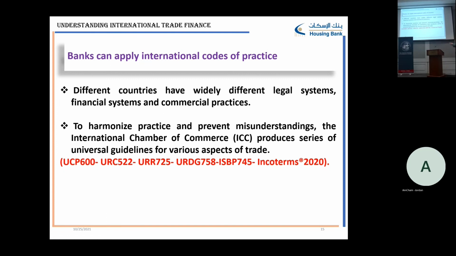We have the UCP 600 for LCs, the URC 522 for bills for collection, the URR 725, which is specialized for reimbursement or payment between banks. We have the URDG 758, which is the rules for demand guarantees. We have the ISBP 745, which tells the bank how to examine documents under LCs, and we have all the Incoterms. We'll talk about the Incoterms after a while.